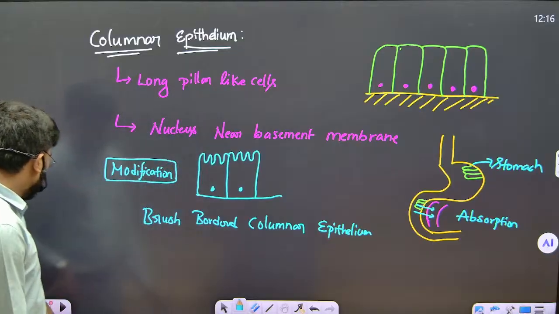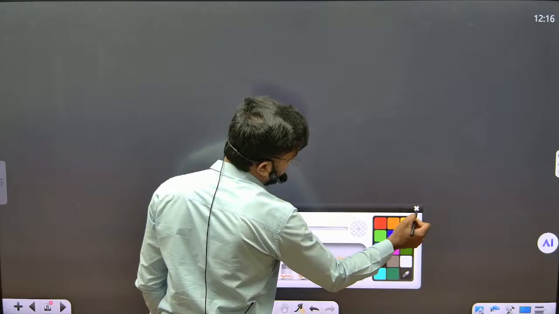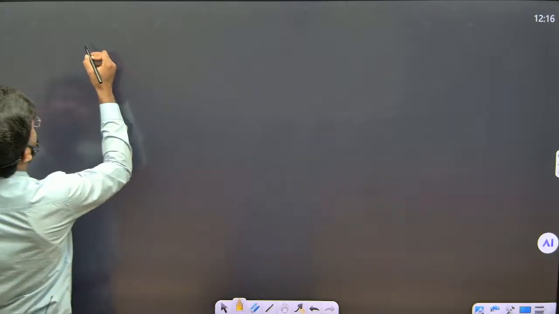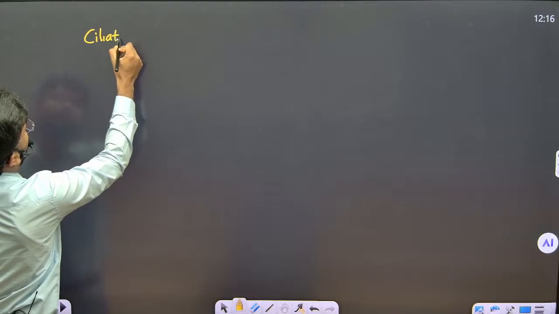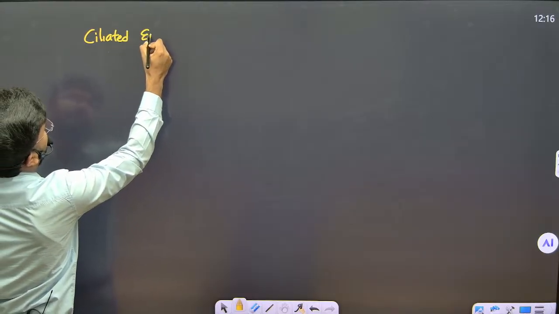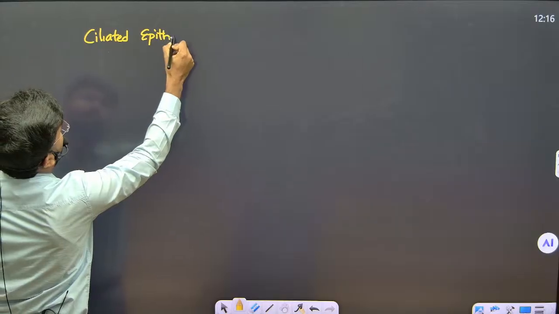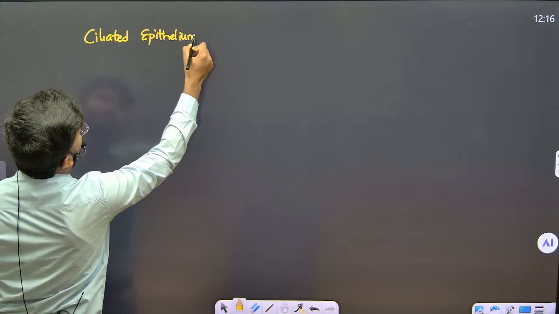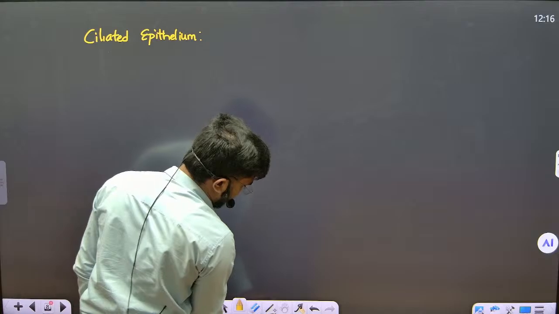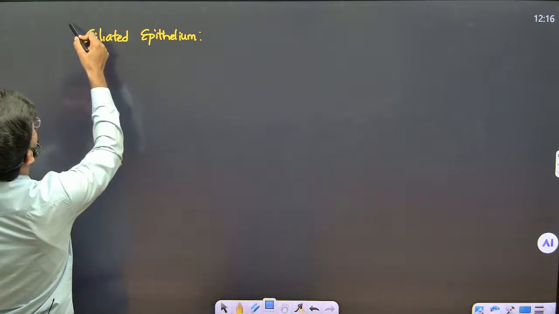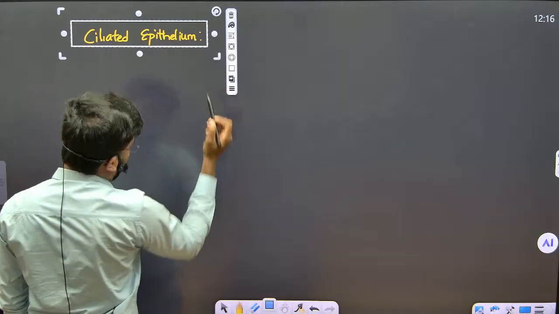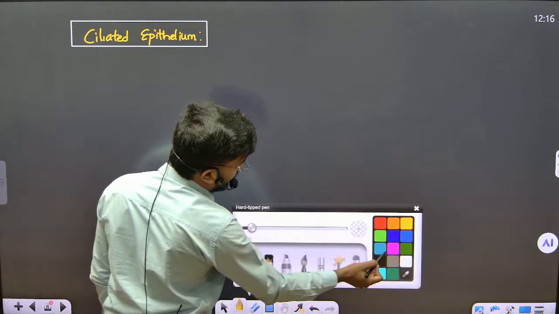Okay. Next epithelium is the ciliated epithelium. Where do we notice ciliated epithelium? Okay. Where we see ciliated epithelium, it is found in the fallopian tube.